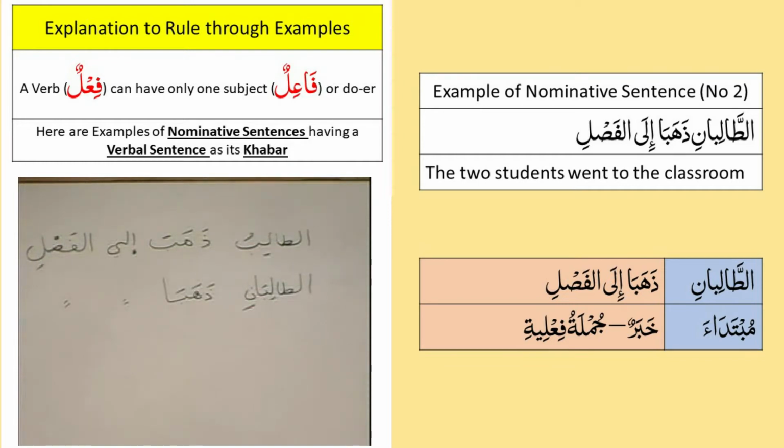Two students. At-talibani is now mubtada. Is it marfu? Yes. What is the sign of its marfu? Alif, mashallah. Why? Because it is dual. And then I have to put a proper verb. Are you with me? So, zahaba. Where is the verb? Zahaba. Where is the fa'il? Alif, mashallah.